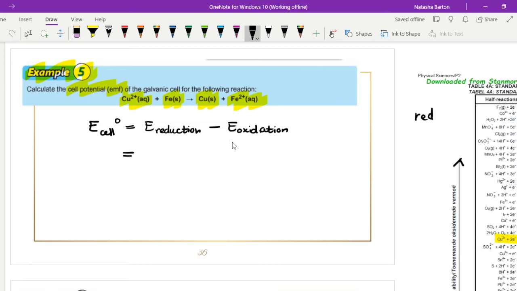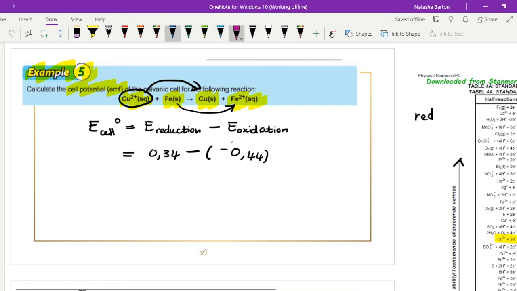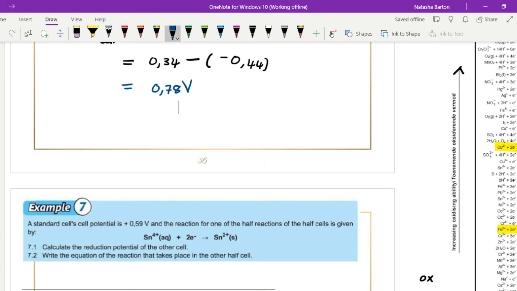And that is going to be 0,34 for copper, since in this case your copper is reduced to copper solid, minus negative 0,44 for iron, because iron is oxidized, it goes from being solid to having a positive charge. It loses electrons. And in the end, we end up with a value of 0.78 volts, which indicates to us that this reaction is spontaneous.